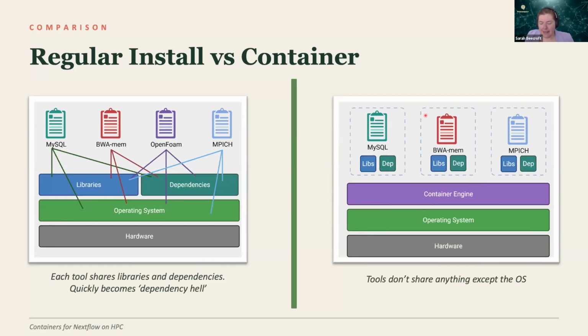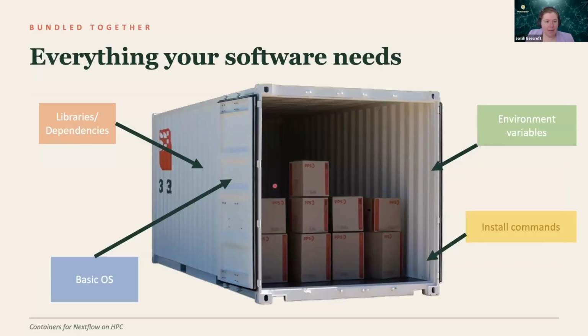Whereas if you have a container, the libraries and dependencies are isolated. So they're not interfering with each other. You can have as many different libraries and dependencies as you want. They're not touching or fighting. And you interface with that through this layer, a container engine, as opposed to going direct, like in the system on the left. So in short, a container contains everything that your software needs: the libraries and dependencies, basic OS, install commands, environment variables. It's all in there. So all you need to do is hit run, basically.